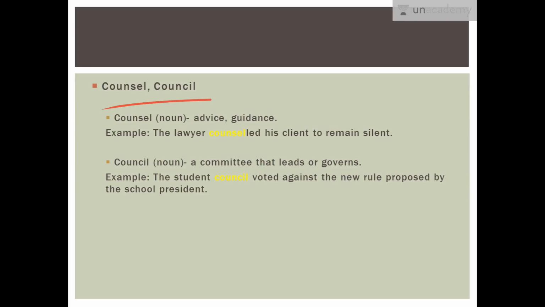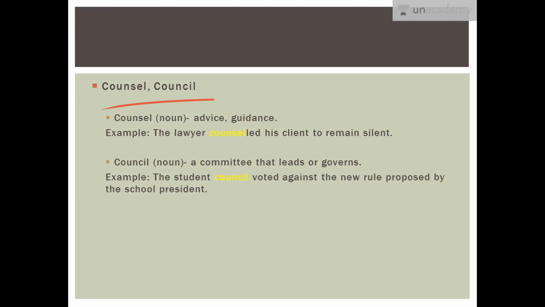Now counsel is a noun. It basically means advice or guidance. So you have heard people saying, yeah, she needs some counseling, she's really depressed, or she needs some counseling, she's very confused about what to do in higher secondary, or which stream to choose. She needs some counseling. So this is basically that counseling, advice and guidance, someone in need of some advice, help. So this is what counsel is.